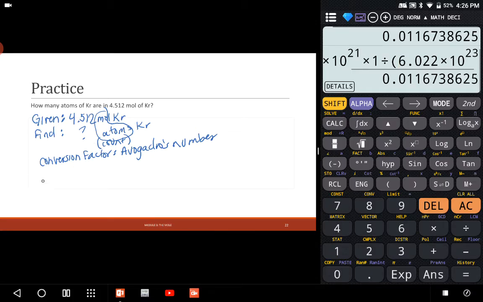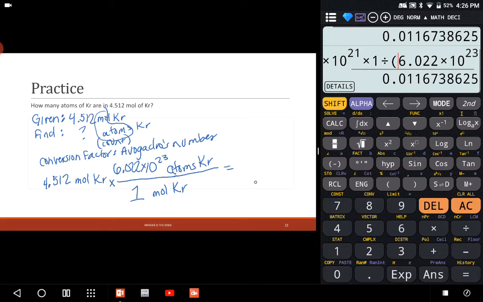And so we have 4.512 moles of krypton, and I need to cancel out moles of krypton and get into counts of krypton atoms. So 1 mole of krypton atoms would be 6.022 times 10 to the 23rd power. And so the 1 is attached to the moles, and then Avogadro's number is attached to the counts. It's like saying if I had 1 dozen, I would have 12 things.